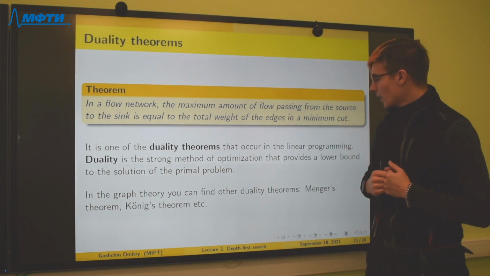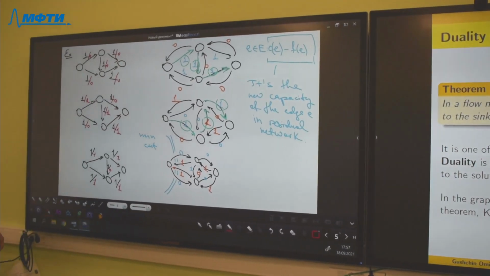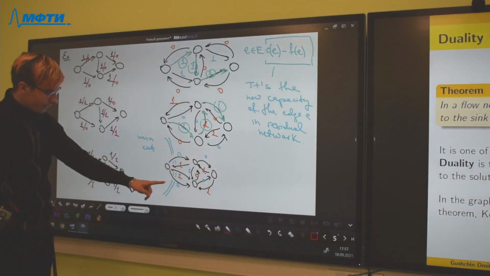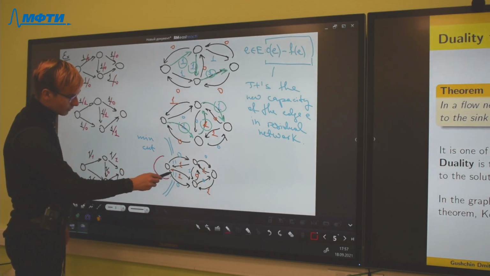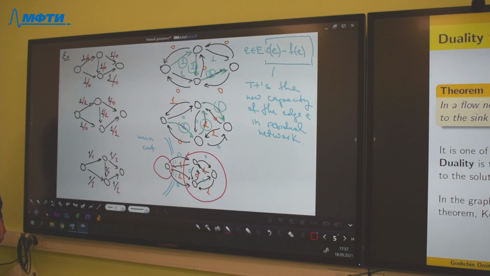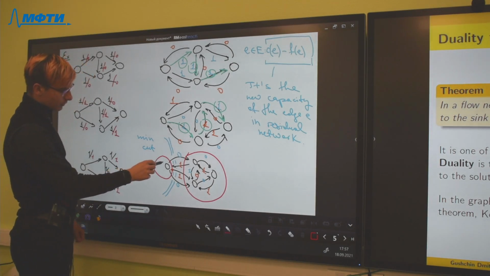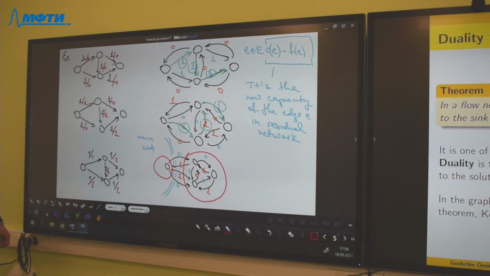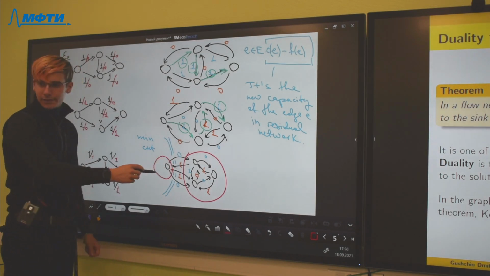What is the minimum cut? What is the minimal cut? Okay. We say that if we have a flow network, we can part our graph into parts and say that the value of the cut is equal to the capacities that go from the left part to the right.